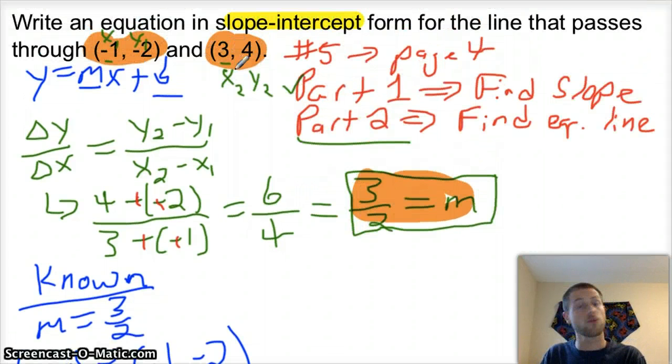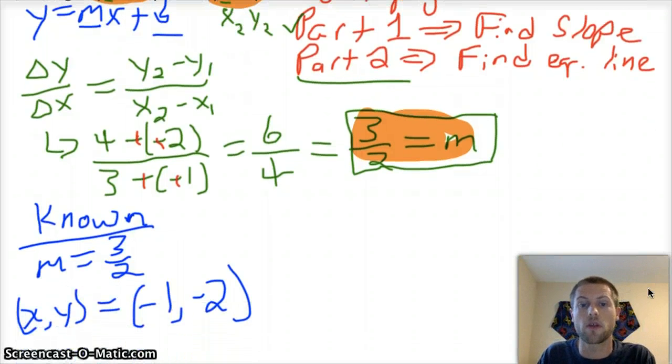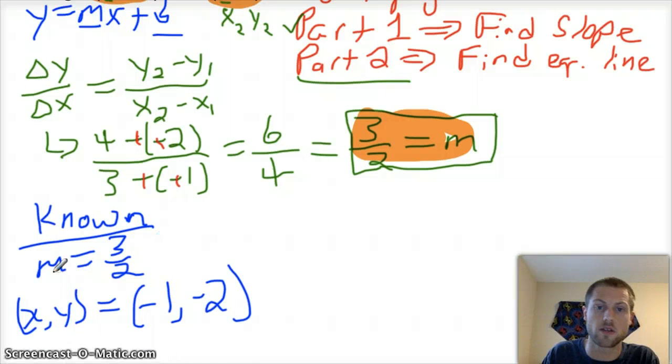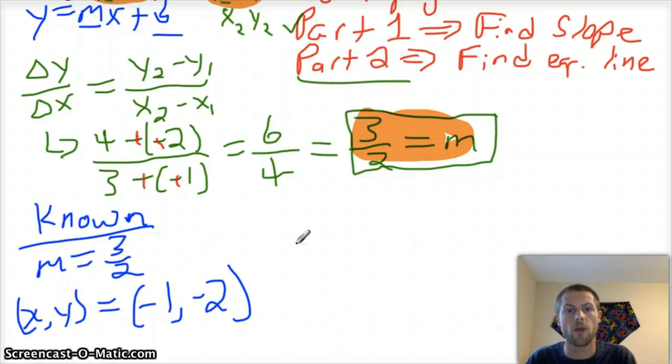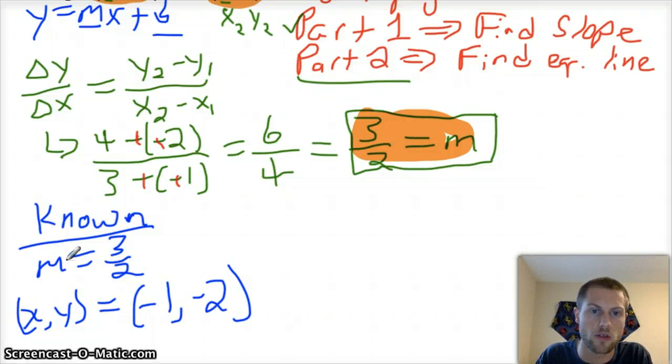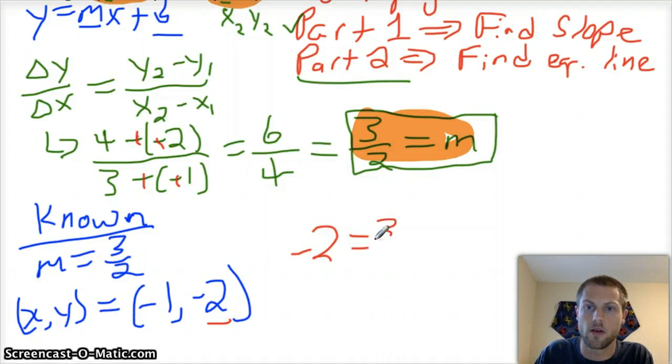I just lifted that coordinate right here. Could I have used this 3, 4? Sure, why not? They both fall on that line, so they both are solutions to this equation of the line. But what I'm interested in is finding the final equation. So I'm going to take my knowns, which is my slope, my m, and an x and a y value, and plug it all in. I'm going to take my y, negative 2, equals m, 3 halves, times x, negative 1, plus b.